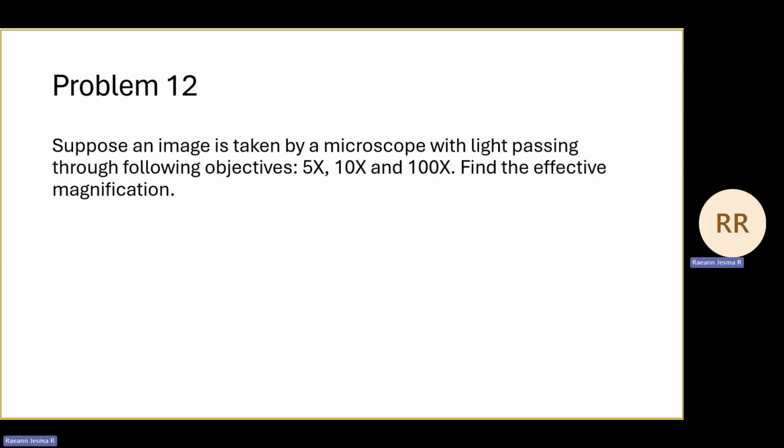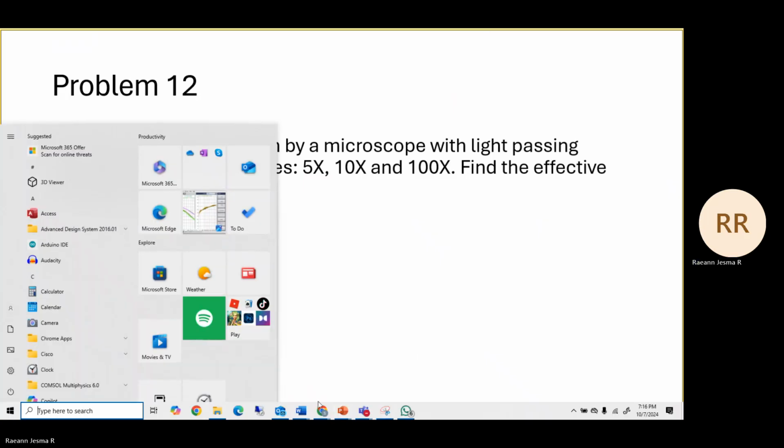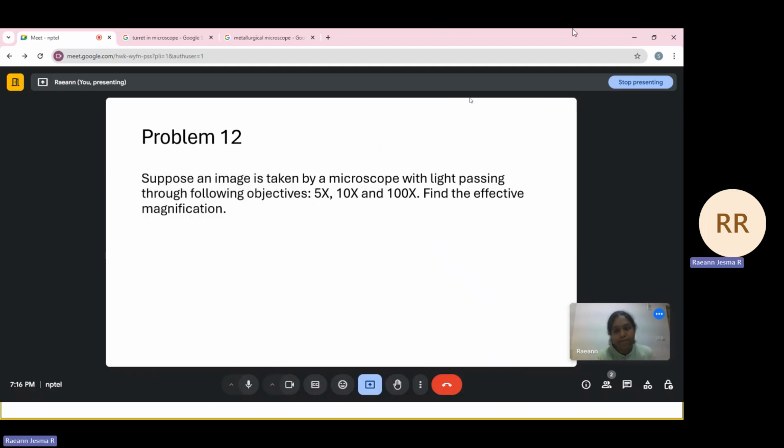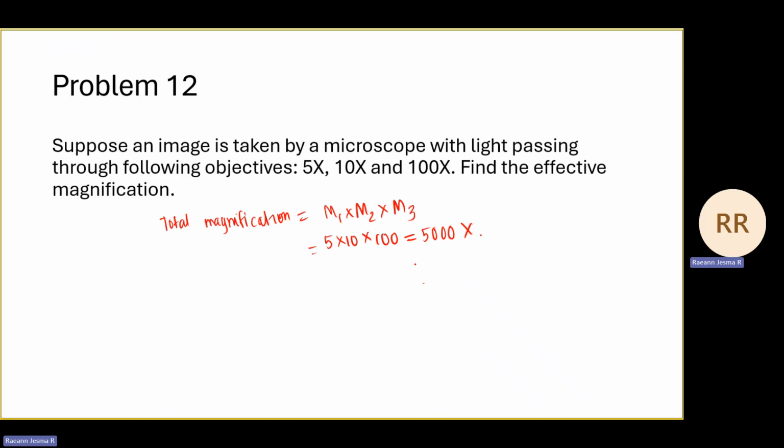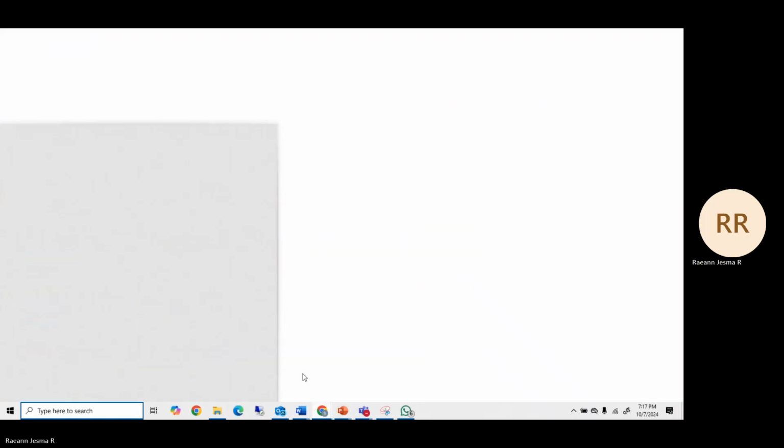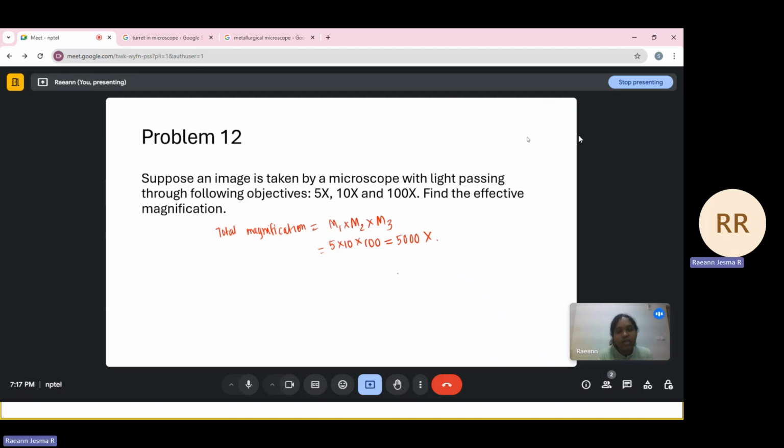Now let us move on to the next problem, problem 12. Suppose an image is taken by a microscope with light passing through the following objectives: 5x, 10x, and 100x. Find the effective magnification. We saw a similar question earlier, right? What is the answer for this question then? Here we know that the total magnification is the product of the individual magnifications. Let's say we have three lenses: M1 into M2 into M3. So it will be 5 into 10 into 100. 5000x is the effective magnification. So is this clear?